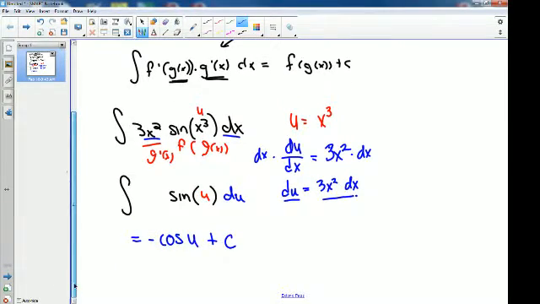Now finish your problem by resubstituting the u. So it'd be negative cosine of x cubed. Okay. And you notice all we end up with is f of g of x. This should be actually f prime. It was. Is that what you said?